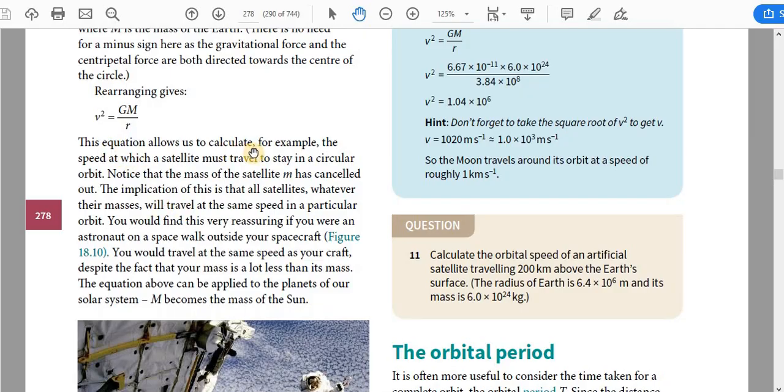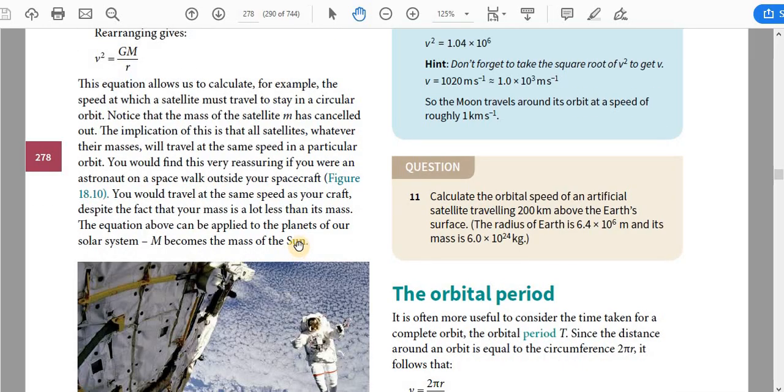So this equation allows us to calculate, for example, the speed at which a satellite must travel to stay in a circular orbit. Notice that the mass of the satellite m has cancelled out. The implication is that all satellites, whatever their masses, will travel at the same speed in a particular orbit. You would find this very reassuring if you were an astronaut on a spacewalk outside your spacecraft.